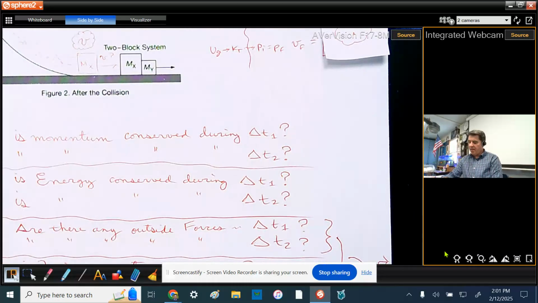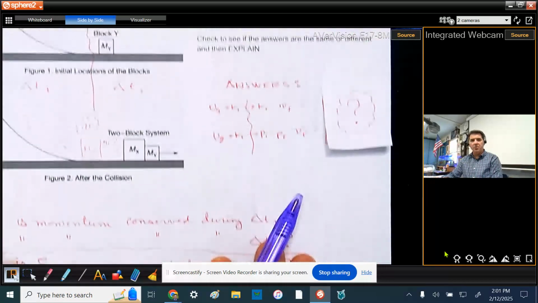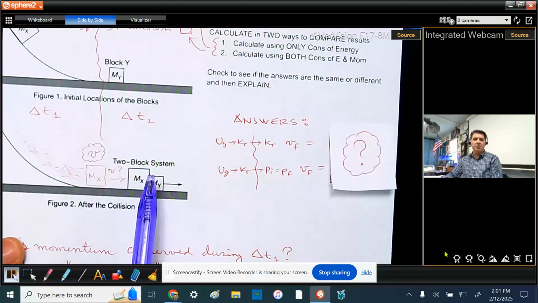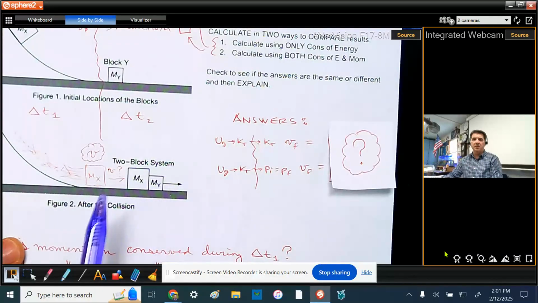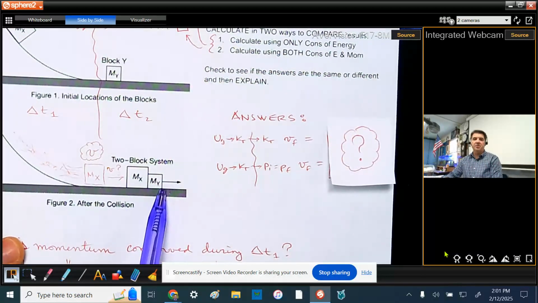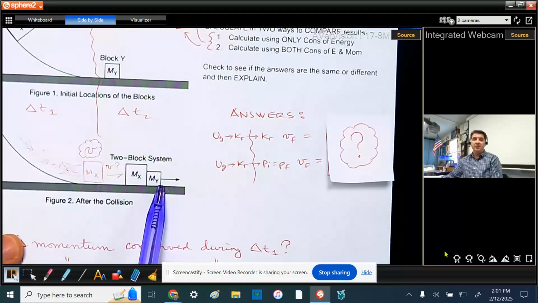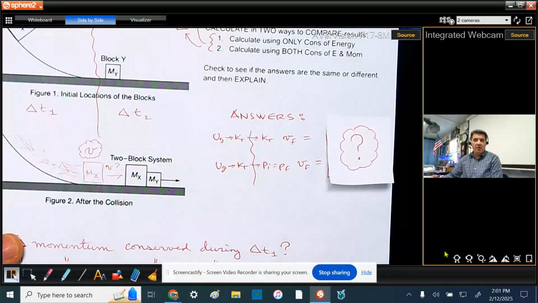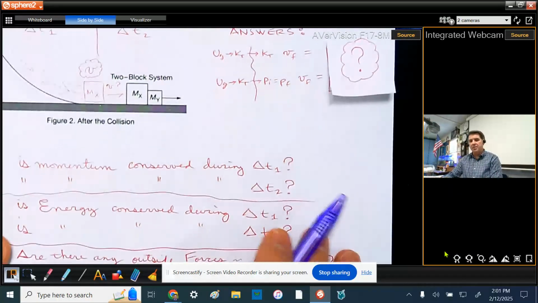Is momentum and kinetic energy conserved during time frame 2? Well, once again, I already said this, but momentum is conserved because it's flat and there's no friction, and it's a two-block system. Energy is not conserved because they stick, and it is by definition inelastic. I may ask you to prove it's inelastic though, so be careful about that. Make sure you know how to prove it's inelastic.